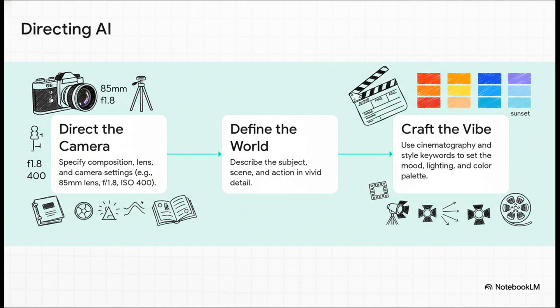Second, define the world. Put on your screenwriter hat. Describe the subject, the scene, the action with as much vivid detail as you can. And third, craft the vibe. Now you're the art director. Use those keywords for cinematography, for lighting, and for style to completely control the final mood of the image.